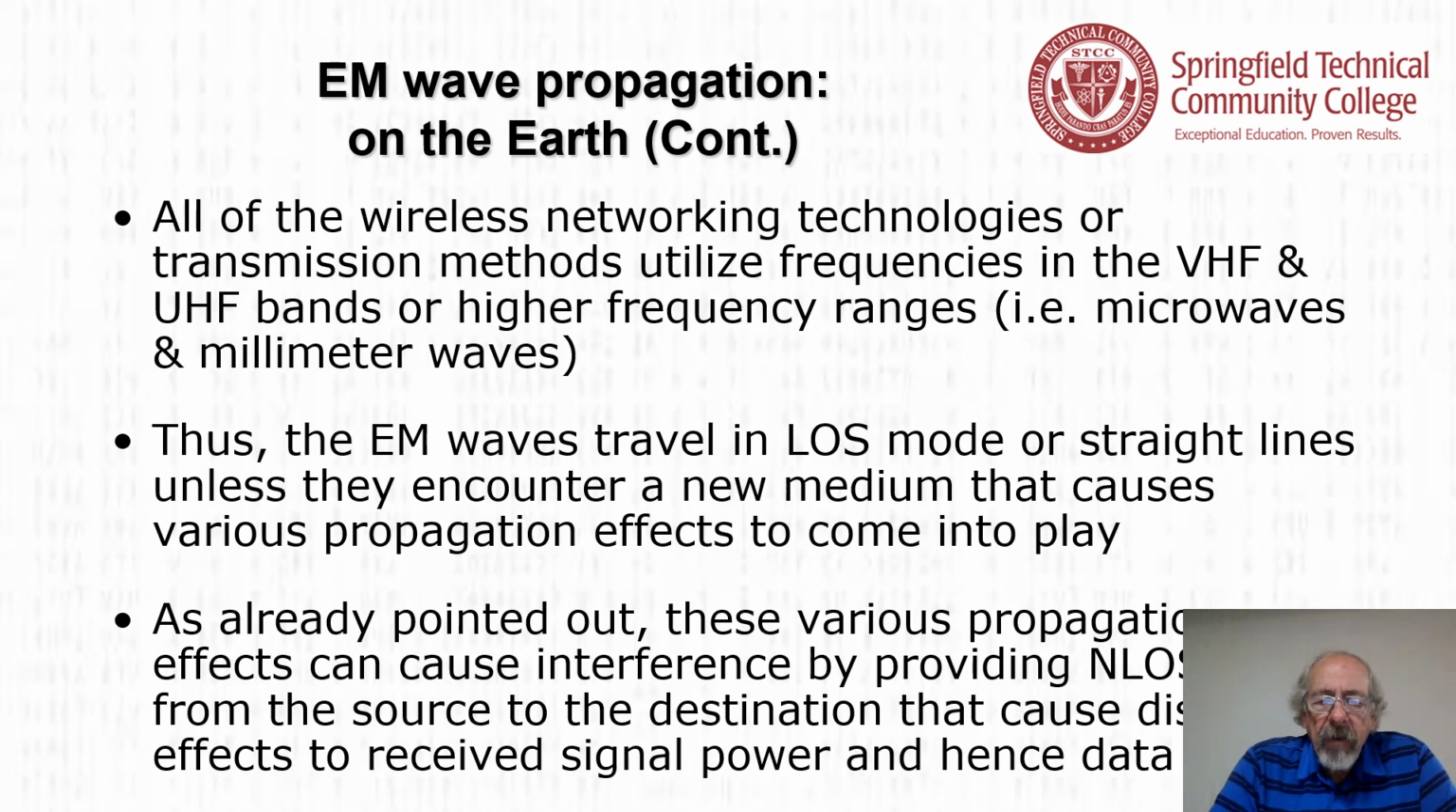Thus, the electromagnetic waves travel in line-of-sight mode or straight lines unless they encounter a new medium that causes various propagation effects to come into play. As I already pointed out, these various propagation effects can cause interference by providing non-line-of-sight paths from the source to the destination that cause disruptive effects to receive signal power and hence data transfer. So just to repeat, all of our wireless networking technologies work on the VHF, UHF bands and higher, so they'll all be line-of-sight type of operations.